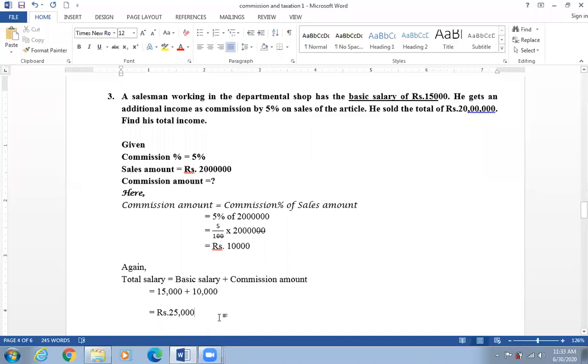So if he sells or does not sell anything, okay, if there is a holiday or something, then also he is going to get something. That means the basic salary is going to be 15,000 rupees. Sell or no sell, okay, anything he does, he's going to get 15,000 rupees.